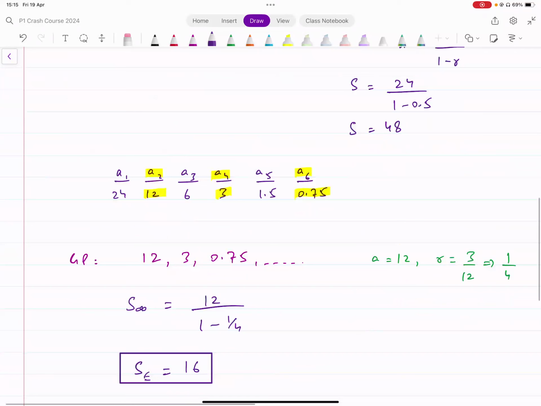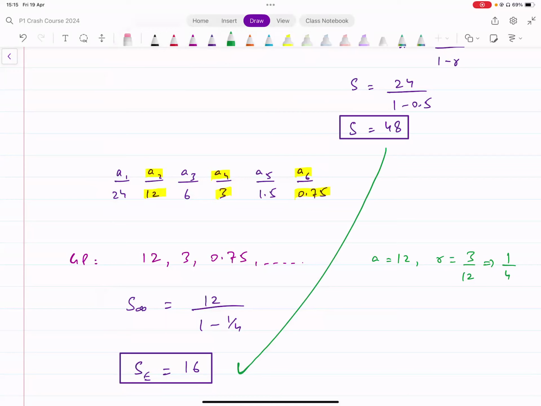Okay, so the value of S is 48. The value of SE is 16. If we had to do the same thing for the odd numbered terms, you can see 48 minus 16, that would be 32. So you could use the odd number terms as well. That will be 24 over 3/4, and that will give you 32 as well. So the even number terms sum is 16, and the sum of the odd number terms would be 32 if you had to find that.